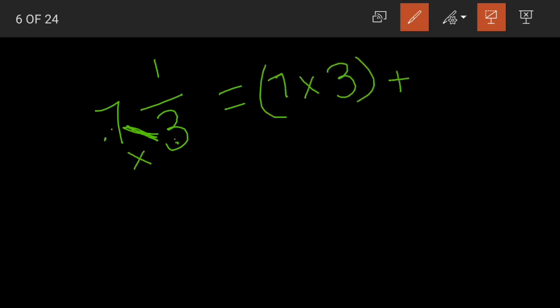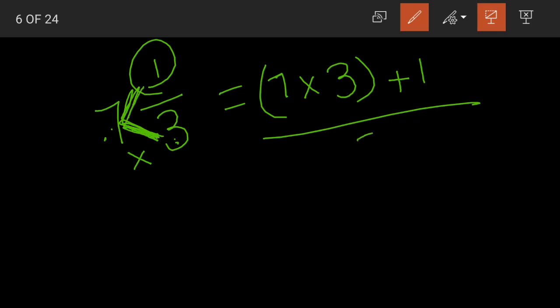Let me take the example of 7 1 by 3. This is a mixed fraction. When we are having this mixed fraction, what should we do? First we should multiply the denominator and the whole number, 7 into 3, and then the product should be added to the numerator. It is like this: 3 into 7 plus 1, divided by the denominator 3 here.